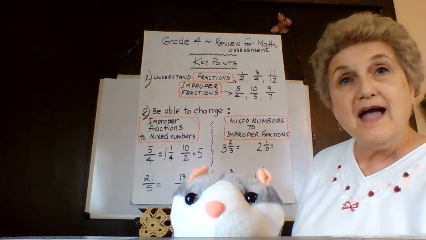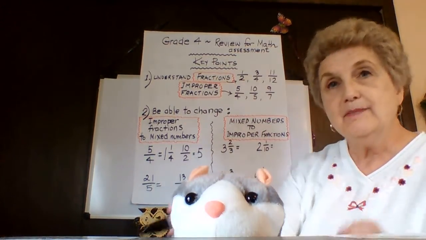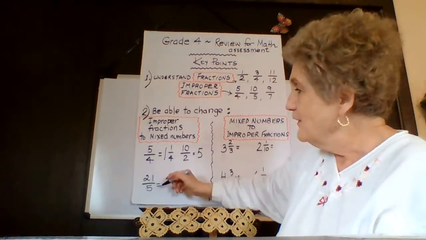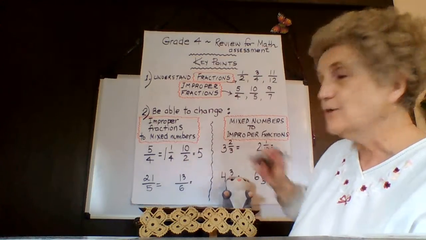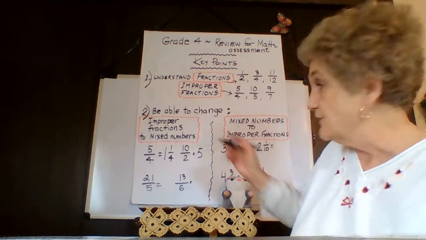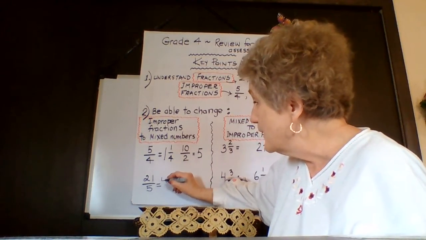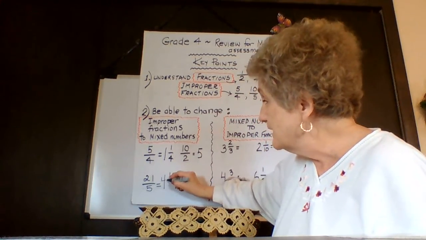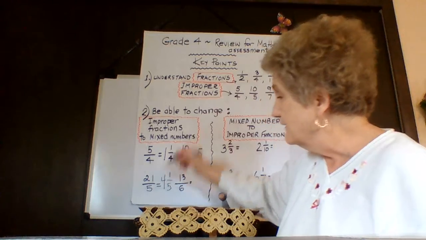Now 21/5. Again, let's use the dividing line. Mr. Buddy, you're going to have to move now. Okay, we'll put you on this side. 21/5, again, divide 5 into 21. Well, I know 5 times 4 is 20. So 5 goes into 20 4 times. And how many left over? Again, 1, which becomes our numerator over the denominator, 5.